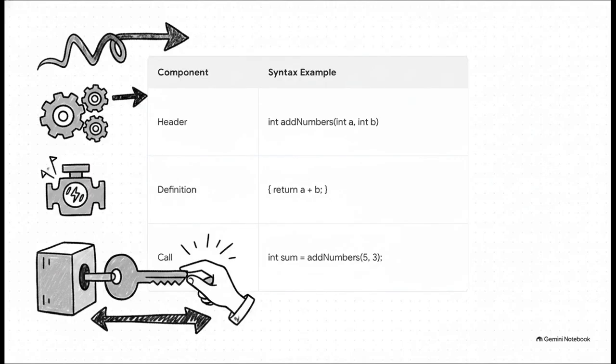Let's actually translate those three conceptual steps into a generic syntax structure so you can see it. Look at the header, int addNumbers. That tells us we're making a function that gives back an integer, and it needs two integers, a and b, as its inputs. Now the definition inside the brackets simply says return a + b. That's the engine of the function right there. And the call at the bottom, that is where you actually turn the key, passing the real numbers 5 and 3 into the function, and storing the result in a brand new variable called sum.